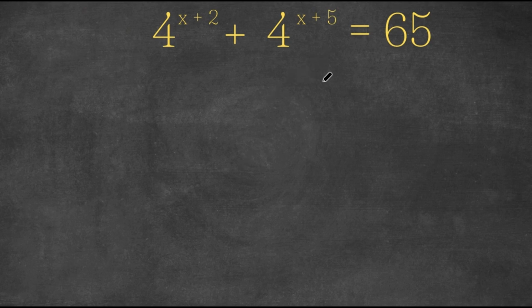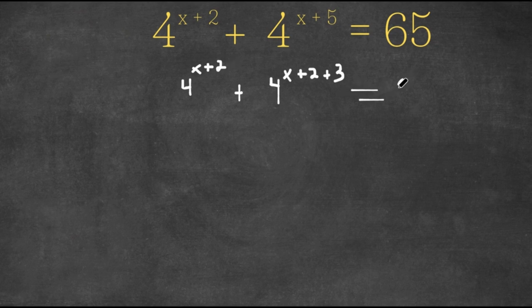In today's video, I'm going to be teaching you guys how to solve this exponential equation. So we have 4 to the power of x plus 2 plus 4 to the power of x plus 5 equals 65. So what I'm first going to do is rewrite 4 to the power of x plus 5 as 4 to the power of x plus 2 plus 3. And we are still adding this with 4 to the power of x plus 2, and this is equal to 65.